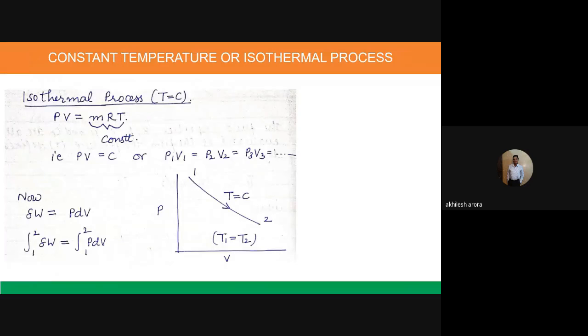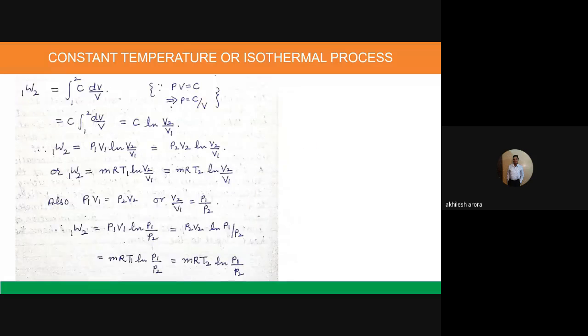Then this is the isothermal process. Isothermal means temperature is equal to constant, and when the temperature is constant, this term on the right hand side, MRT, becomes constant. So we say that the value of P into V is constant, or P1 V1 is equal to P2 V2 is equal to P3 V3 is equal to constant. This is what we got.